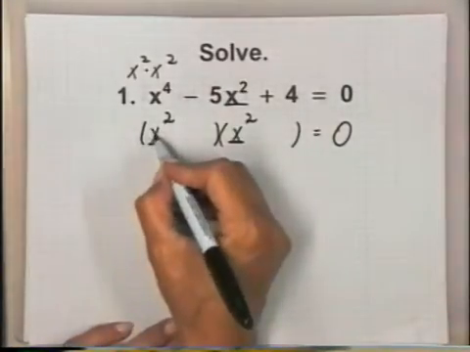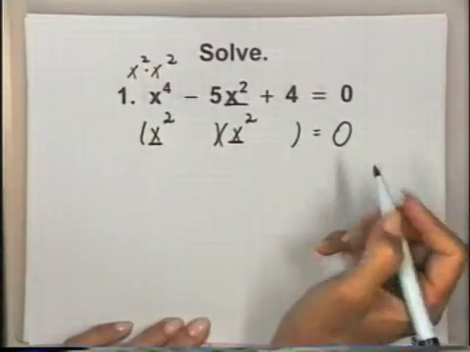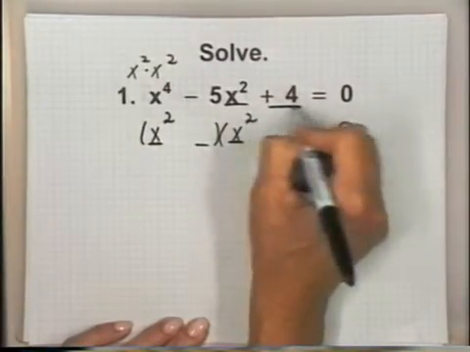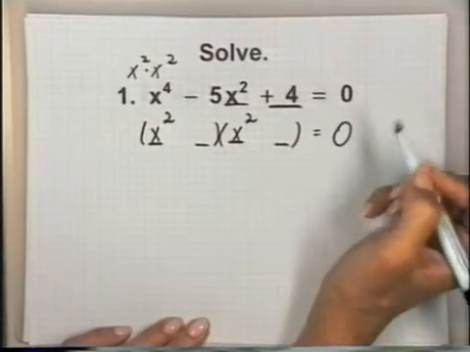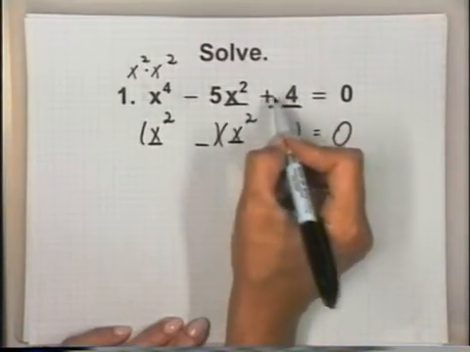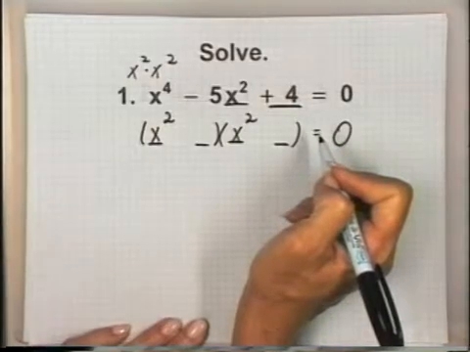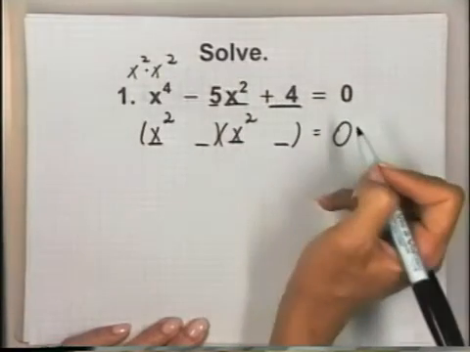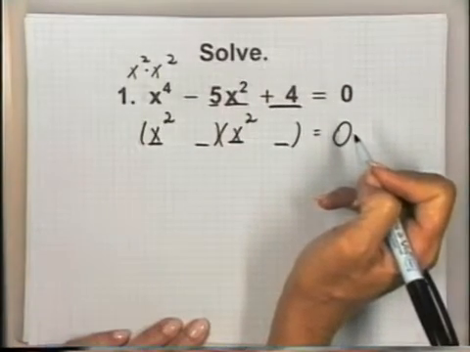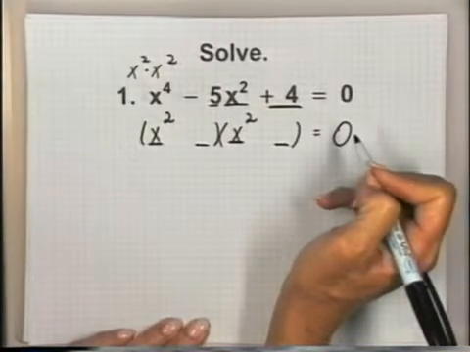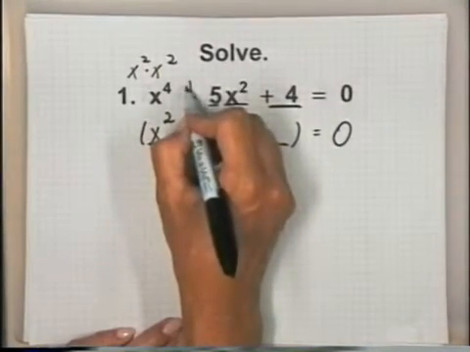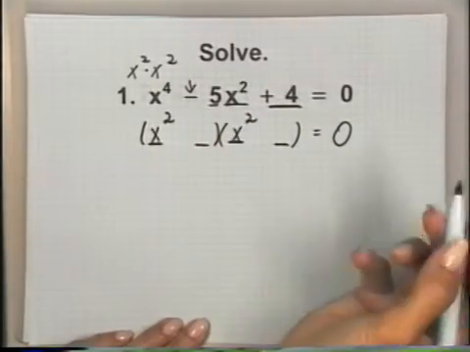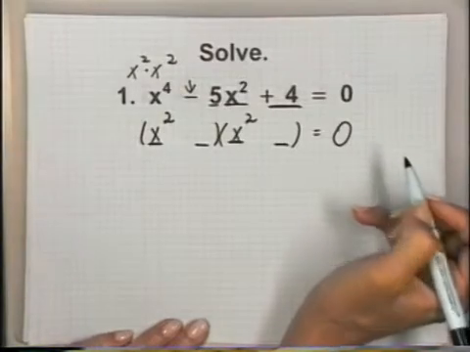Now, we know that x squared times x squared gives us x to the 4th. To determine what these terms are, we go to the last term in our quadratic, the positive 4. Since it's positive, we know we want to find the factors of 4 whose sum will give us this number 5. Also, since it's positive, we know that our factors will have the same sign. When our factors have the same sign, that sign is determined by this middle sign. Since the middle sign is negative, then we know our factors will both have negative signs.